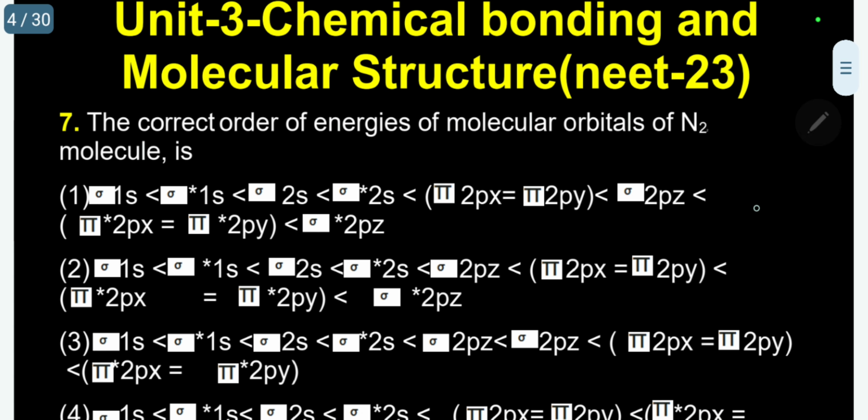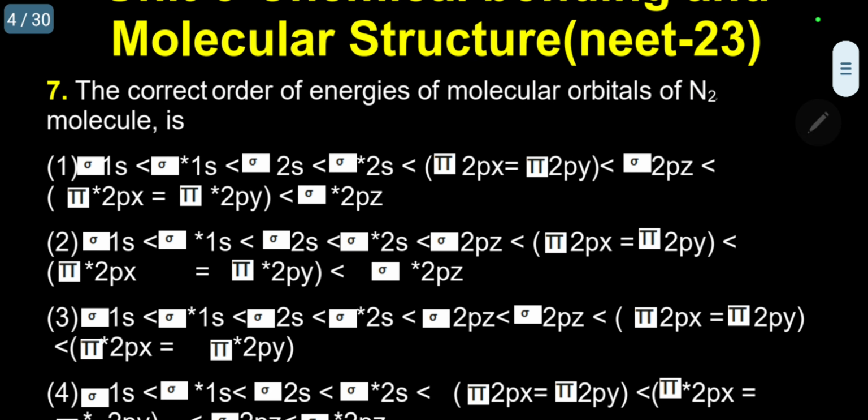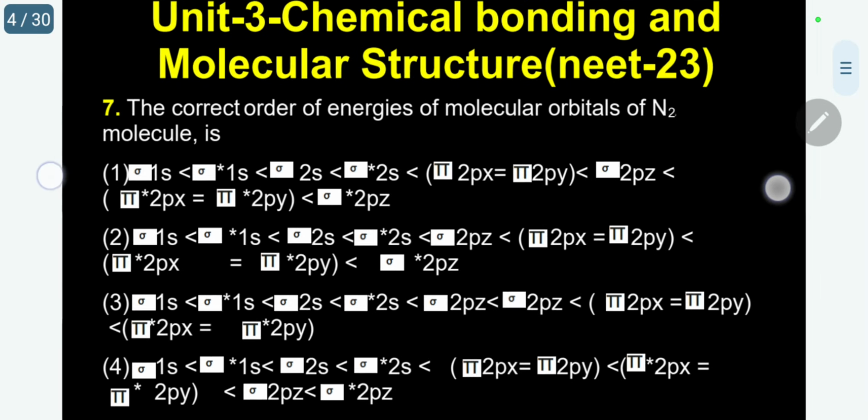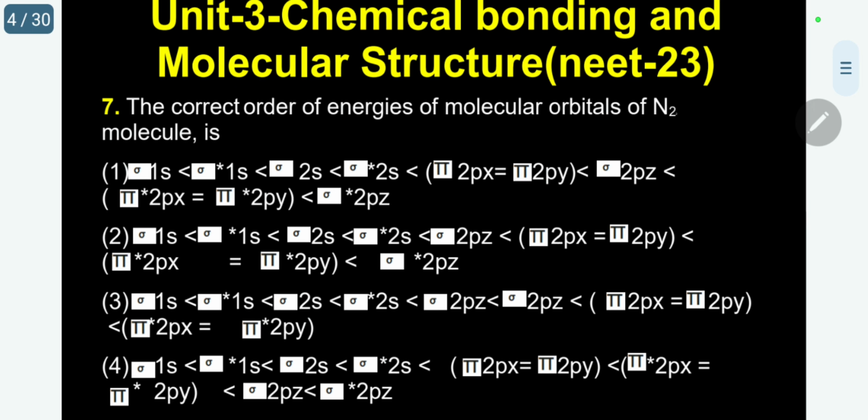What they have given here as a solution, 4 options are given: option 1, option 2, option 3, option 4. If I read them, it will take time. So instead of reading and deciding, since they have already given that it is a nitrogen molecule, better we go for the nitrogen molecule and look at the energy level diagram, and from that you have to decide.